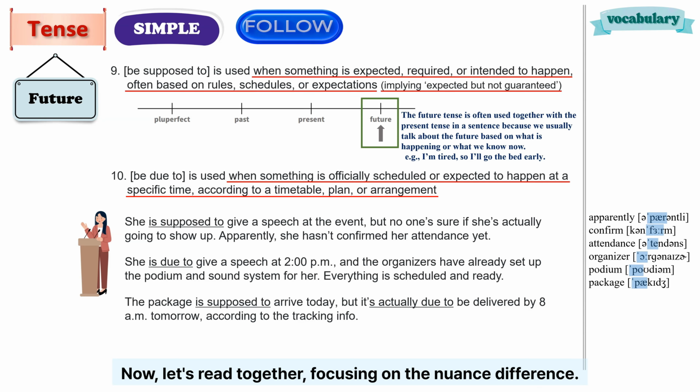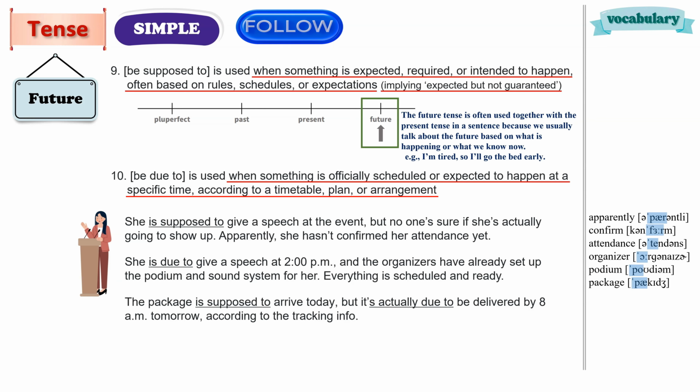Now let's read together, focusing on the nuance difference. She is supposed to give a speech at the event, but no one's sure if she's actually going to show up. Apparently, she hasn't confirmed her attendance yet. She is due to give a speech at 2 p.m., and the organizers have already set up the podium and sound system for her. Everything is scheduled and ready. The package is supposed to arrive today, but it's actually due to be delivered by 8 a.m. tomorrow, according to the tracking info.